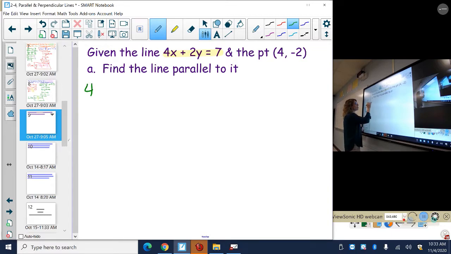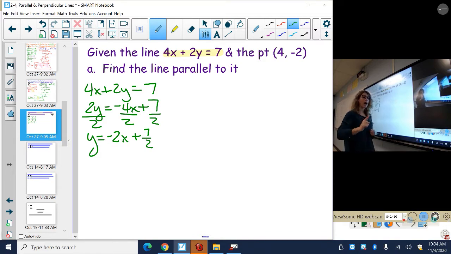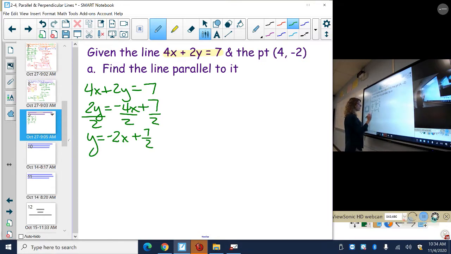That is correct. So 4x plus 2y is equal to 7. So 2y is equal to -4x plus 7. Divide each and every term by 2. Y is equal to -2x plus 7 over 2. What do I need out of that equation? If you answered the slope, you are correct. So my slope is -2.